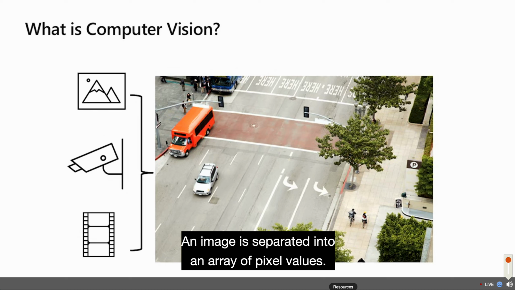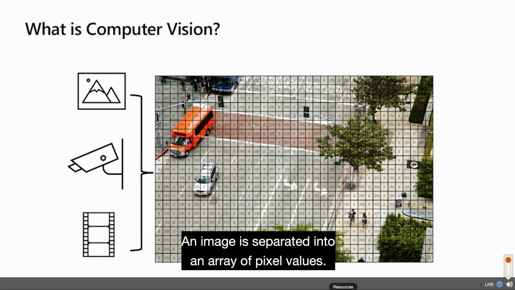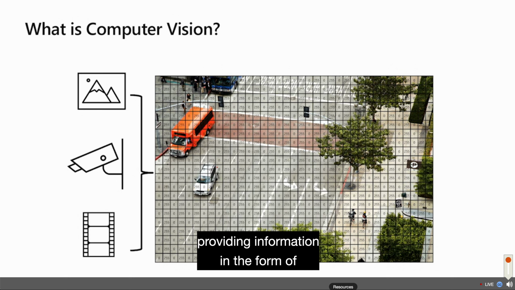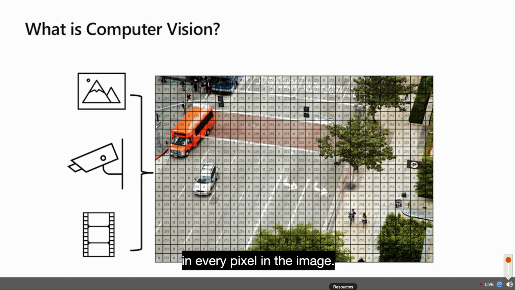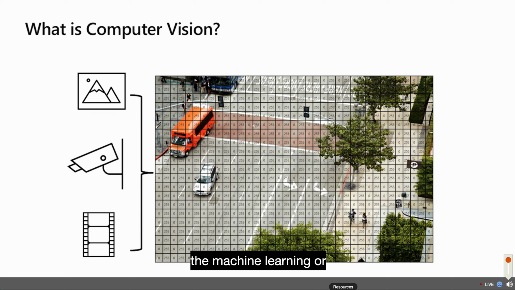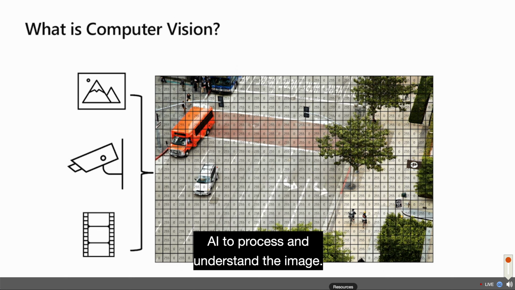An image is separated into an array of pixel values. This is how it's segmented. And every one of these pixels is providing information in the form of numeric values, indicating the color intensity in every pixel in the image. These values are then used as features by the machine learning or AI to process and understand the image.